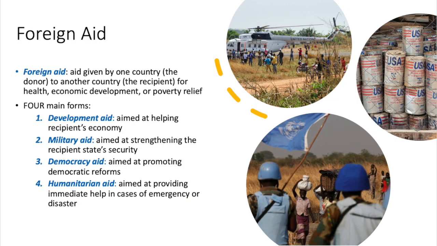So foreign aid. Foreign aid is aid that is given by one country, we call this the donor country, to another country, we call this the recipient country, okay? Donor and recipient. And this can be for a lot of different reasons: health, economic development, poverty relief, etc.